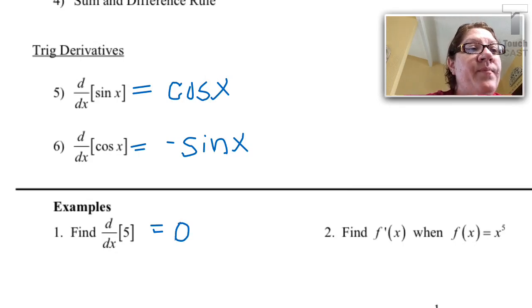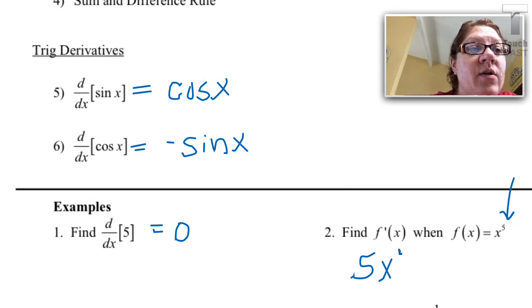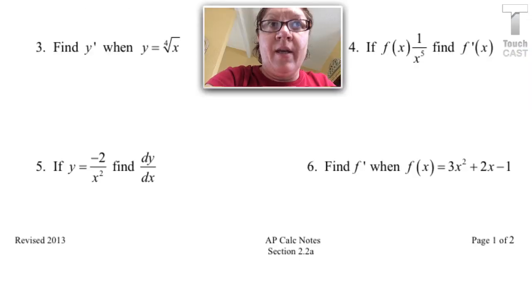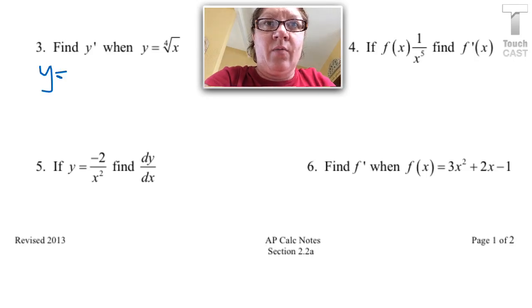And on the second one, I want to find the derivative of x to the 5th. So, oh, it's looking like it's got a power. I call this power down. Sort of reminds me of Power Rangers. So I'm going to bring that power down and then decrease it by 1. That's it. Simple, huh?